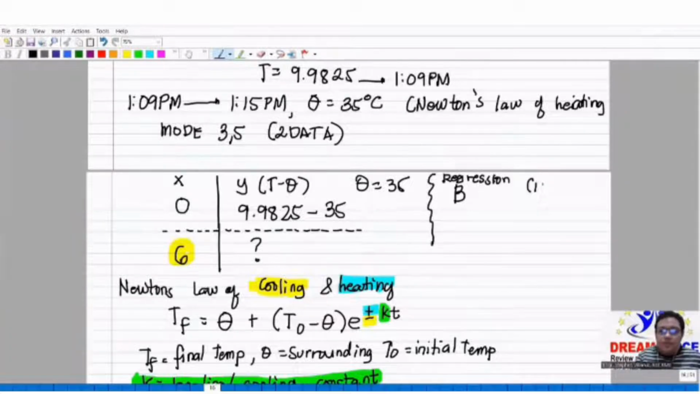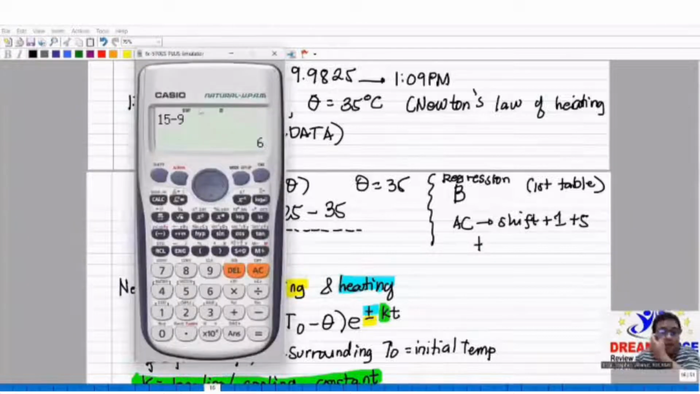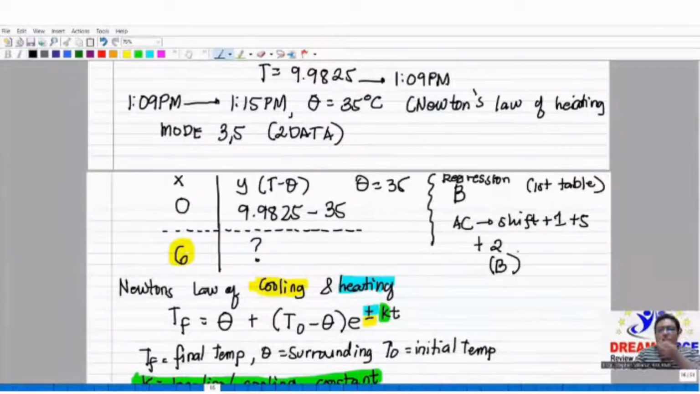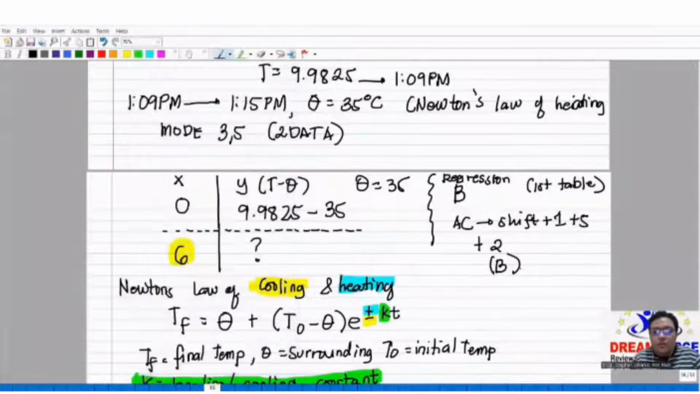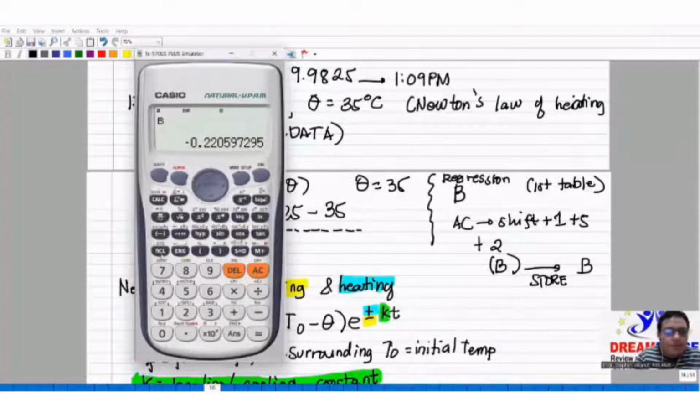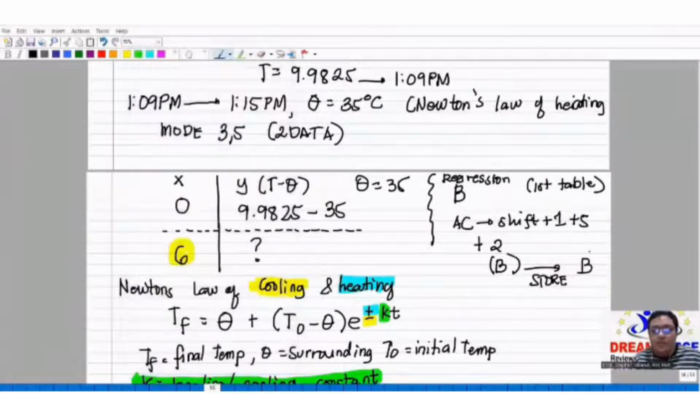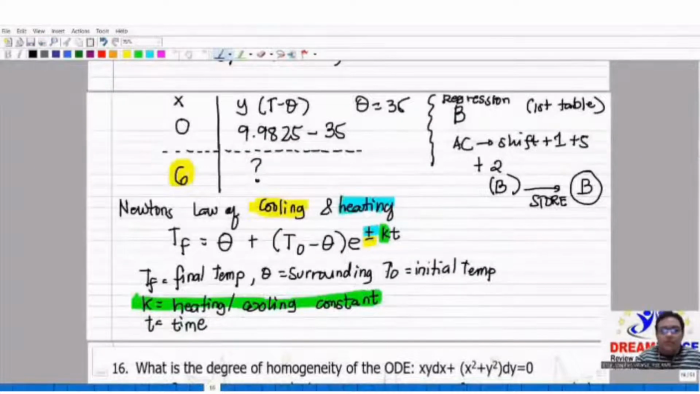Okay, so from your first table, yung regression B natin is makukuha natin by pressing AC ulit, then shift, then 1 for the stat, regression is 5, then plus yung ating regressional constant. So AC, shift, stat, regression, okay, that is 2. So yung B natin, kunin natin, this is equal to this one, and store natin sa B na lang, okay, na letter. So shift store, store na kayo yan, para dito itatype na lang natin siya.